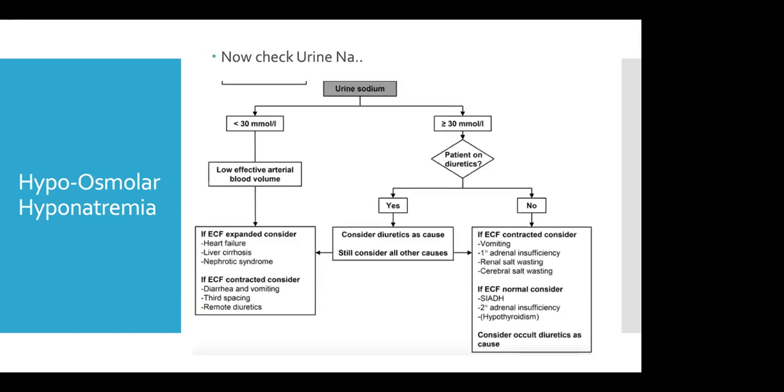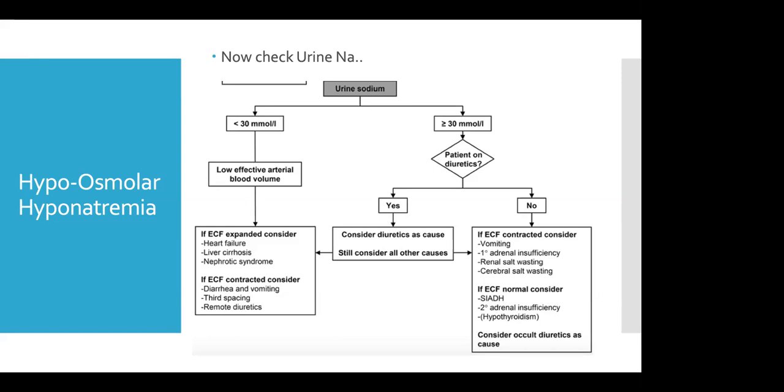The next step is to check a urine sodium. If the urine sodium is low, basically that means there's a low effective arterial blood volume being sensed by the kidneys. So then is where your volume status comes into play. If their volume status is high, then you consider heart failure, cirrhosis, and nephrosis. If they seem to be hypovolemic, then you think of diarrhea, vomiting, third spacing, or this post-diuretic state. So if they were on diuretics, but the diuretics were stopped, then you can have the low sodium as well.